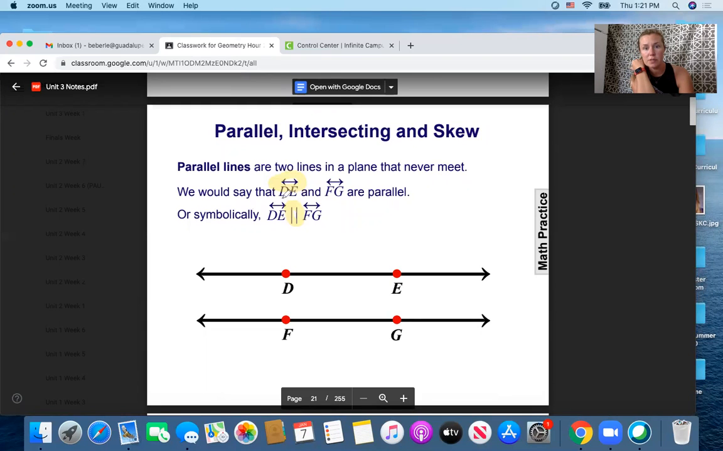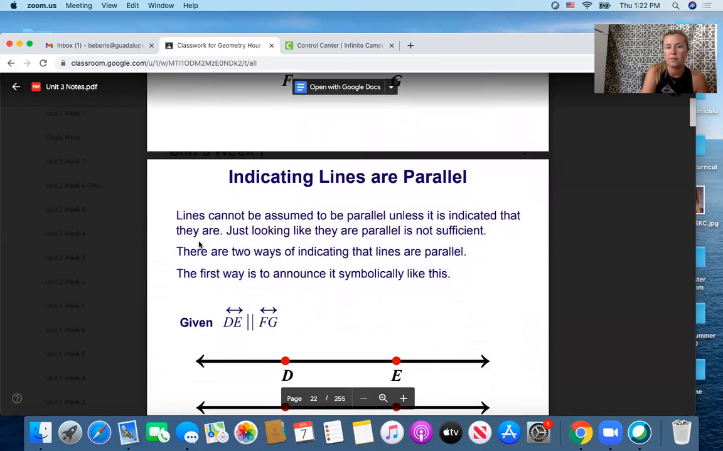There's a reason we use these abbreviations, because if we didn't have that above it, you might think it was a line segment, or it could be a ray or something like that. So it's important that we're labeling things when we're describing them. So in this picture, it's telling us that line DE is parallel to line FG.